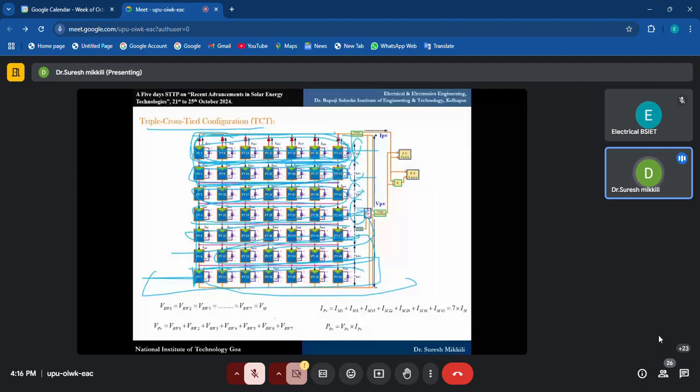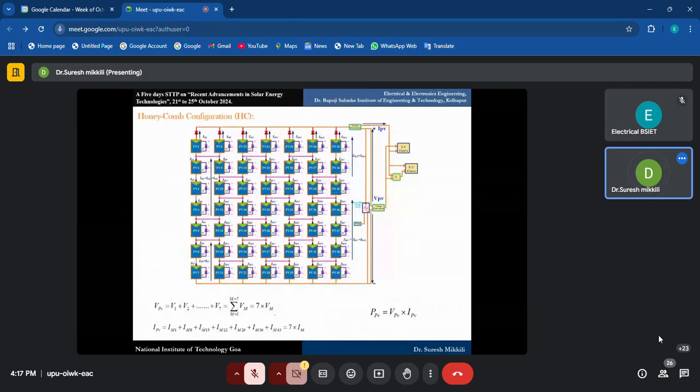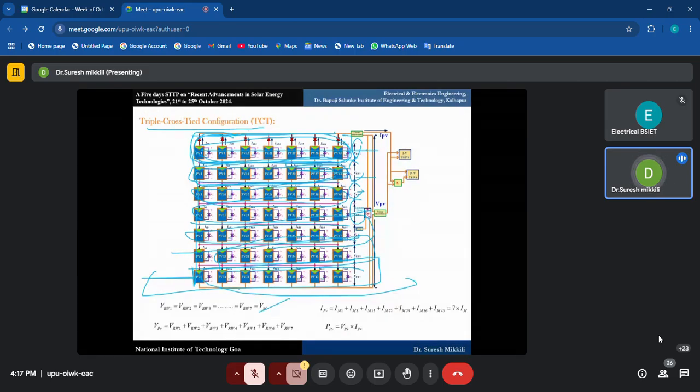So VR1 equals VR2 equals VR3, VR4, VR7, equal to VM. So the PV voltage is a summation of VR1 plus VR2, VR3 and so on up to VR7. That is nothing but 7VM. Now what about the currents? The currents are, now this side you take.